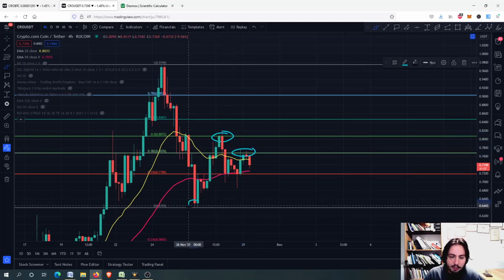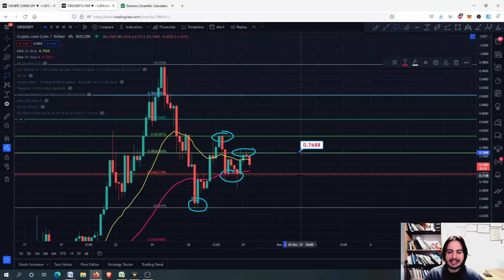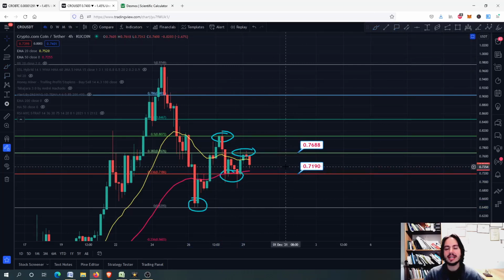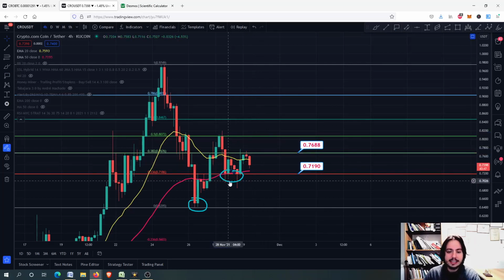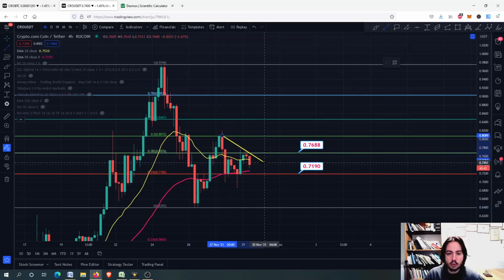And from this Fibonacci retracement line, we went up to this. Okay, so now we are bouncing between the 0.7688 around there and 0.7190. Okay, let's say 72 cents. All right. So therefore, we are bouncing between, and we can say that we have this lower high pattern, higher low, what we call a squeeze point.